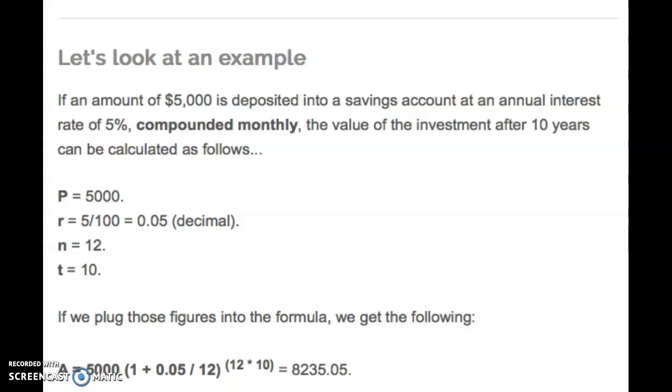Okay, so let's take a look at how this works in an example. Let's say you have $5,000 and it is deposited into a savings account at an annual interest rate of 5%. And it is compounded monthly. The value of the investment after 10 years would be what? Okay, so my initial amount is $5,000, and that is my principal. The rate is 5%, so it's 5 out of 100, which is 0.05. I am investing it for a total of 10 years, so that's my T equals 10, but it is being compounded monthly. So my n value is 12.